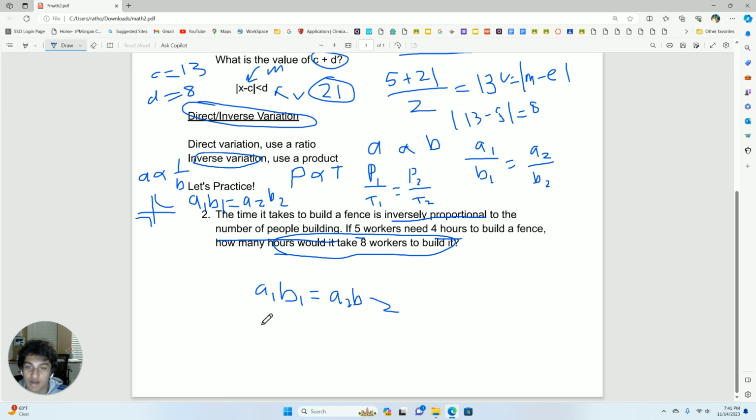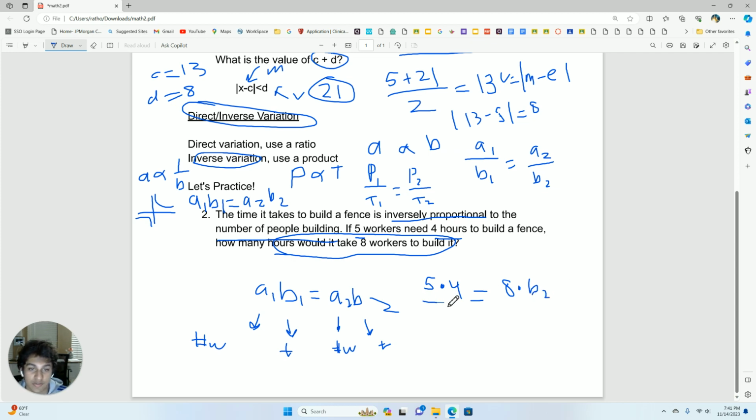Okay, now let's set A to the number of workers and B to the amount of time it takes. And I'll just write that here for cohesiveness. Now that we have defined some variables, we can go ahead and solve for the value of B2. So say A1 is 5 workers for 4 hours, 5 times 4, equals A2, which is 8 workers, times B2. We don't know that yet. That's what we're trying to solve for.